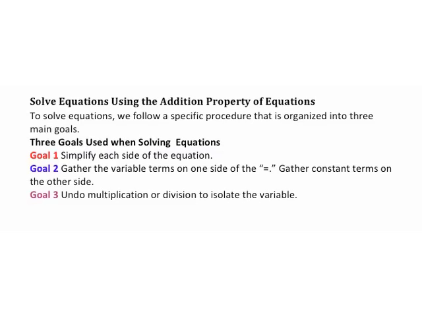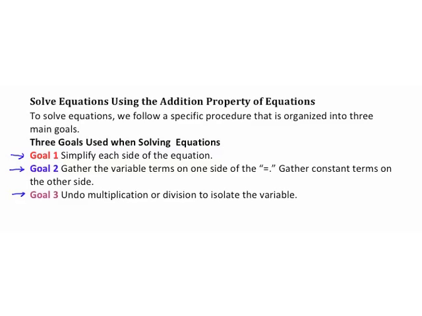To solve equations, we follow a specific procedure that is organized into three main goals. The three goals we use when solving equations. Goal 1, we simplify each side of the equation. Goal 2, we gather the variable terms on one side of the equal sign, and we gather the constant terms on the other side. Goal 3, we undo multiplication or division to finally isolate the variable.